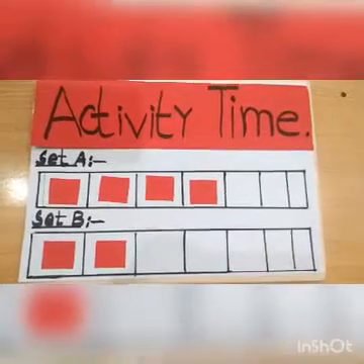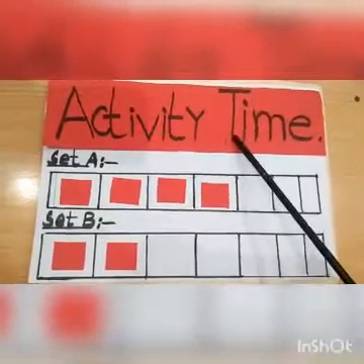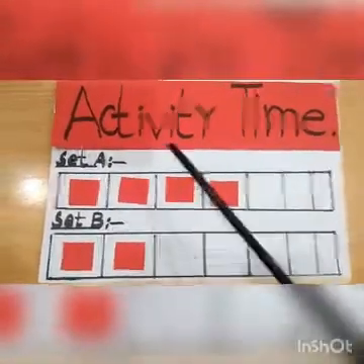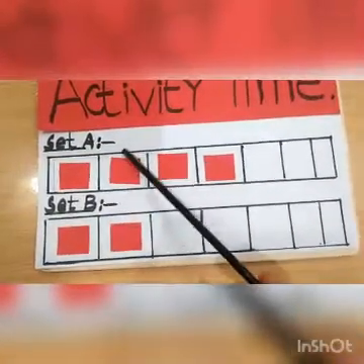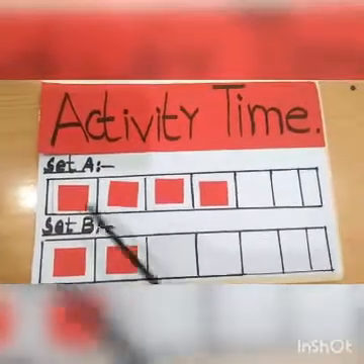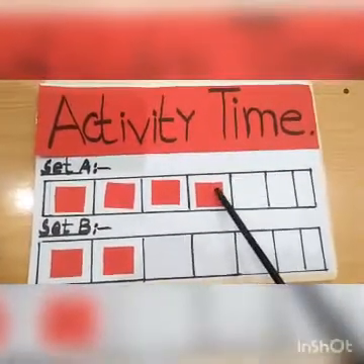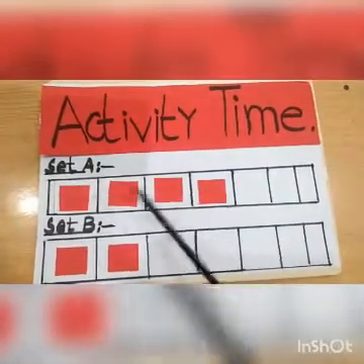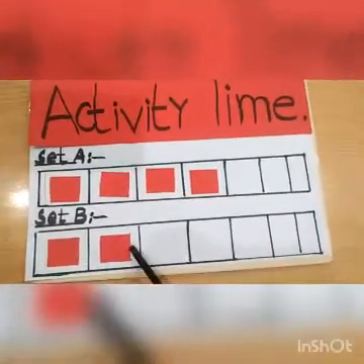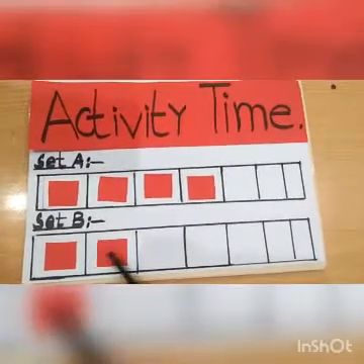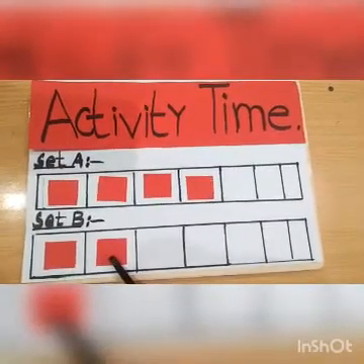Okay class, now it's our activity time. Let's start our first activity. There are 2 sets of red cards, set A and set B. In set A, how many red cards are there? Let's count. 1, 2, 3 and 4. There are 4 red cards in set A. In set B, how many red cards are there? Let's count: 1 and 2. There are 2 red cards in set B.